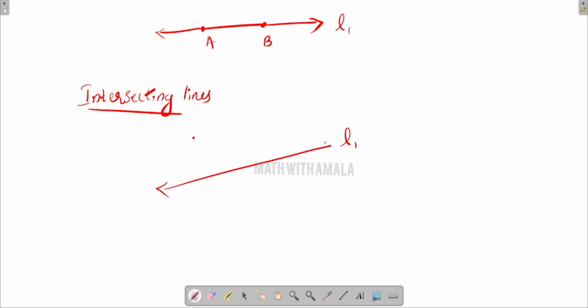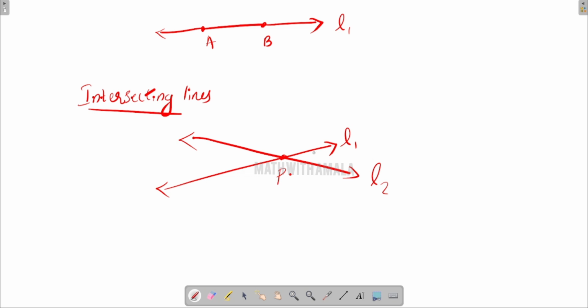So this is a line, which means it has both ends extending towards infinity. Now let us take another line with a point over here, which crosses the first one. Let's call it L2. L2 intersects L1 at a point P. So this is the intersection.